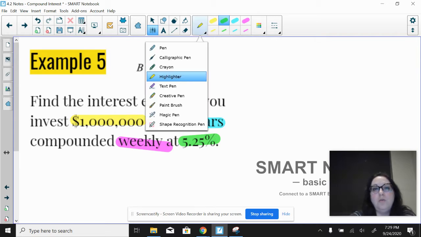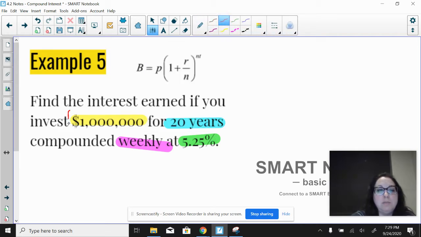So we know that our principal amount is $1 million. This person must have won the lottery. I'd be down for that. The time value is 20 years.